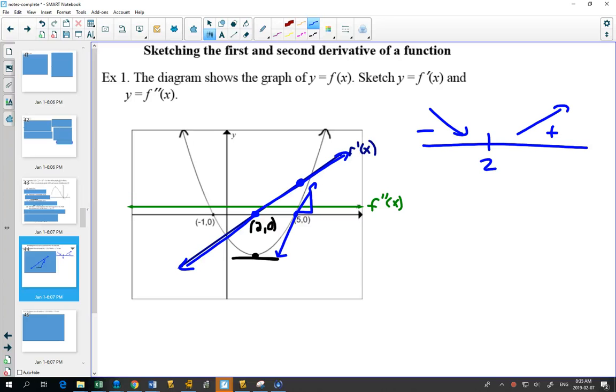And then your second derivative is the derivative of your first derivative. And if we look at this, it's a straight line. What's the derivative of a straight line? Just a single number. It's just going to be the slope of that line. So your second derivative has to be positive, right? But it's going to be a flat line to represent that that slope is always the same.